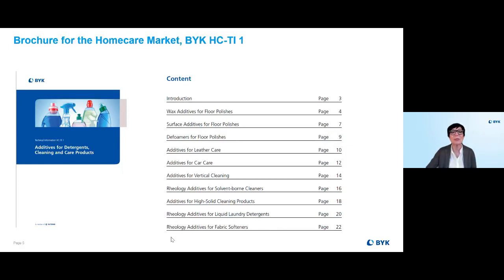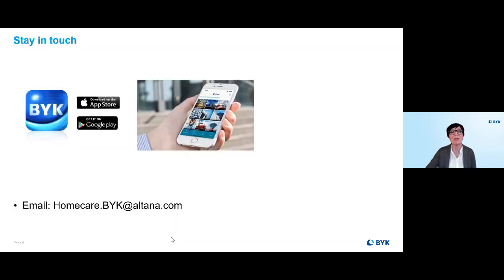And one last thing, because it's nice still to have some paper, but what you can do as well to stay in touch with our additives is, I highly recommend our to-go product. If you download our BYK additives app from the Apple Store or the Google Play, it will have all the information like you get from the website, and you have everything in your hands to find all the information you will need.